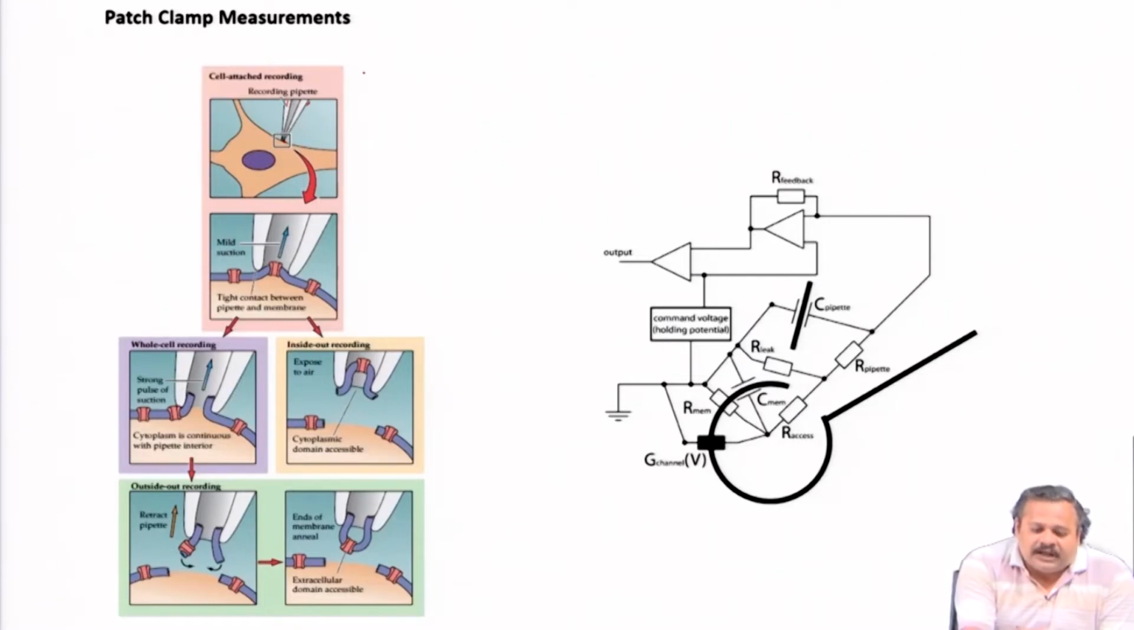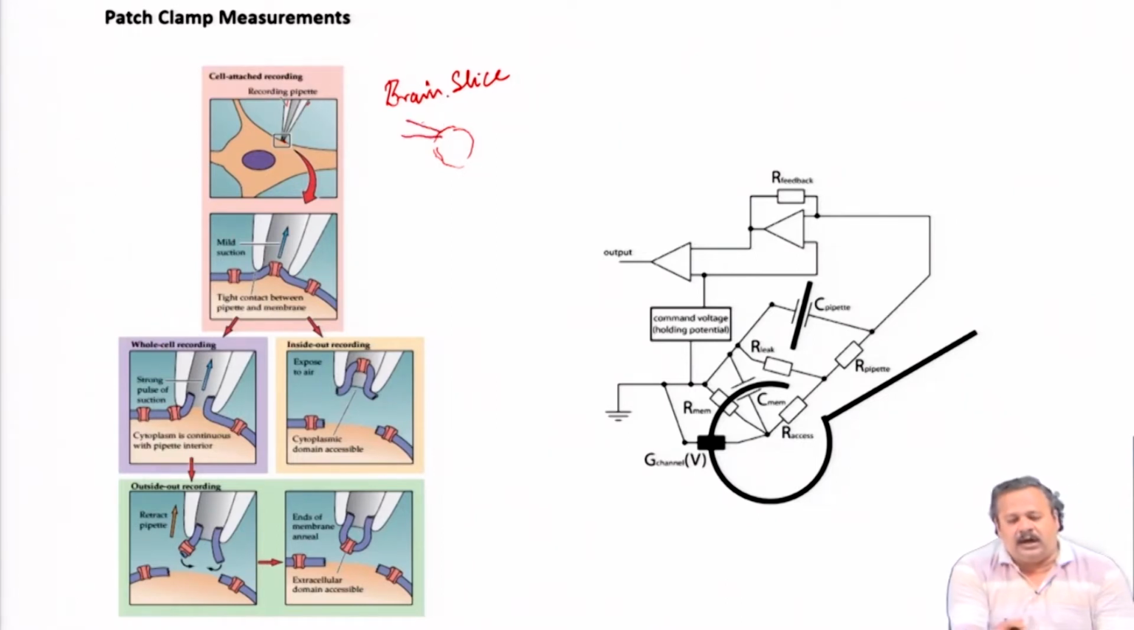The pipette is gradually lowered into the tissue. If this is done on a brain slice, then we can actually observe the pipette going into the tissue, and with differential image contrast methods, we can also observe the neuron and see the pipette going down and touching on top of the neuron.